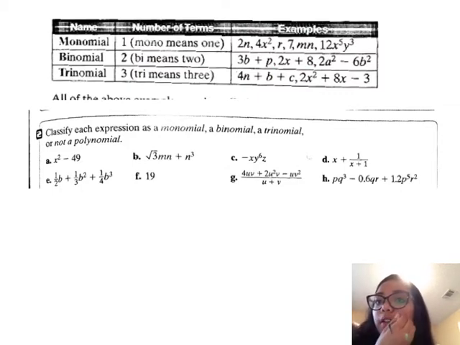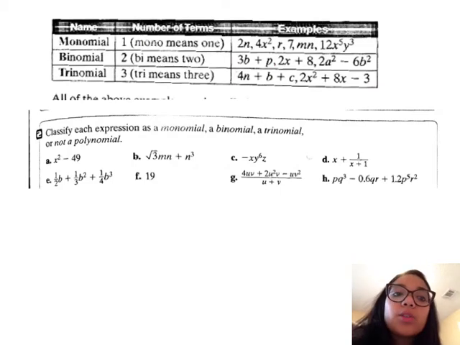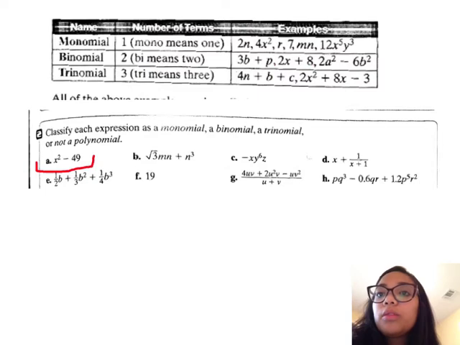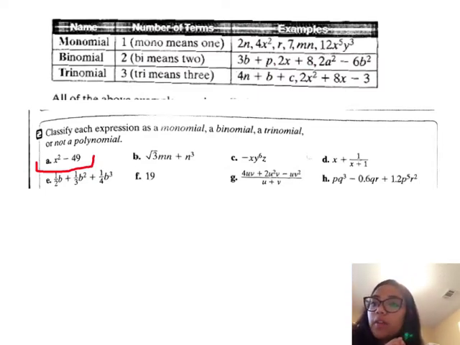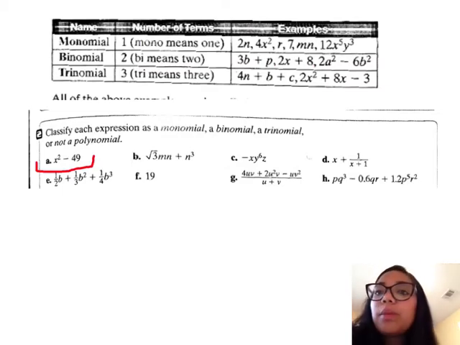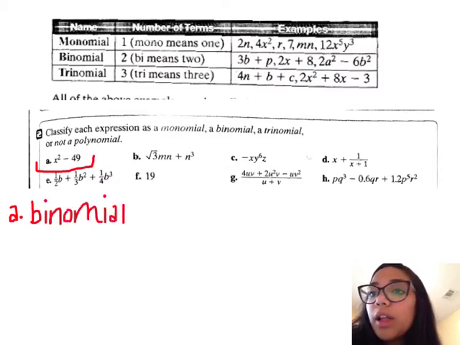Alright, so you should have paused it. So A, x squared minus 49. Well, first off, is it a polynomial? Yes. The exponent's positive. They're not dividing by a variable. So A is a polynomial, but what kind? There's two terms. Terms are separated by adding and subtracting. So this means that it is a binomial. Yes, spelling matters. You have to spell correctly.